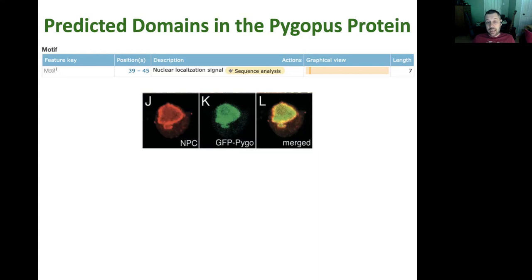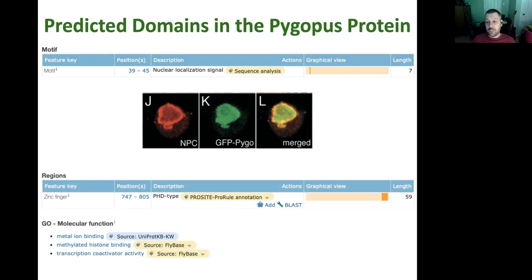So in red is an antibody that basically shows the nucleus. In green is the Pigo protein. And if you merge them together, you see that the Pigo protein is absolutely inside the nucleus. And I showed that through some work that's not shown here, that if you mutate those nuclear localization signal residues, it is no longer confined to the nucleus. So that was useful to know.